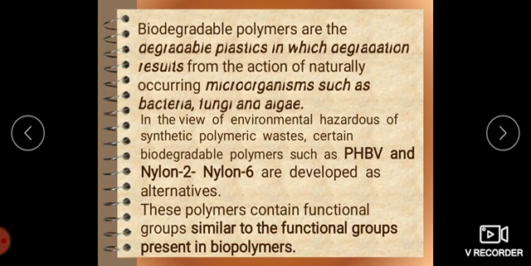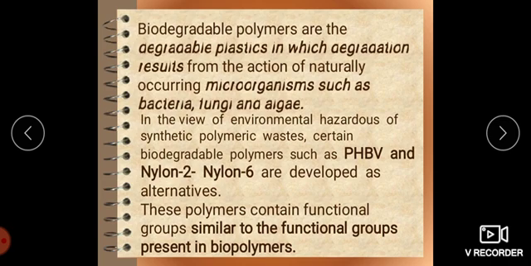Biodegradable polymers are degradable plastics in which degradation results from the action of naturally occurring microorganisms such as bacteria, algae, fungi. We know about composting. Composting is the managed process that controls the biological decomposition of biodegradable materials into a humus-like substance called compost and transforms them into biologically decomposable materials.